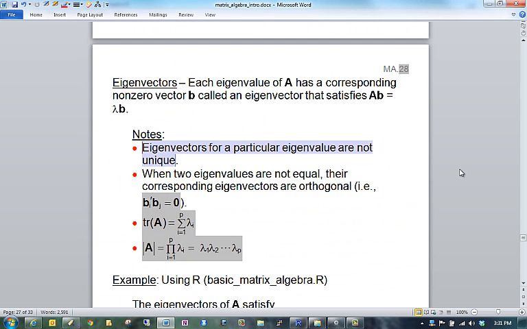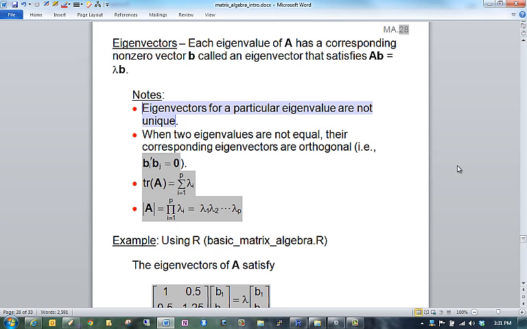So let's talk about what eigenvectors are. Each eigenvalue of A, these lambdas, has a corresponding non-zero vector. Let's just call it B. It's p by 1 in dimension. This is called an eigenvector, and it satisfies the following: if I take A times B, I get lambda times B.